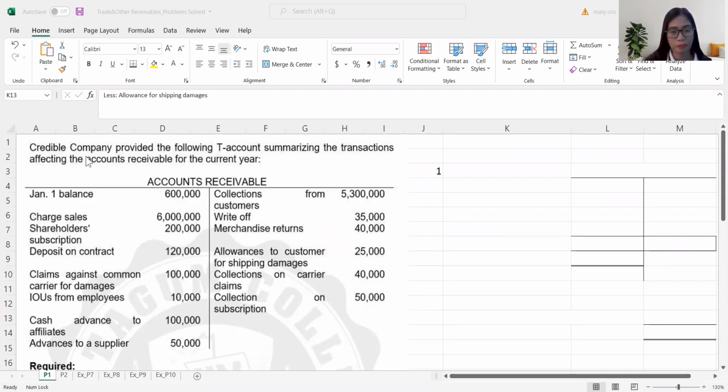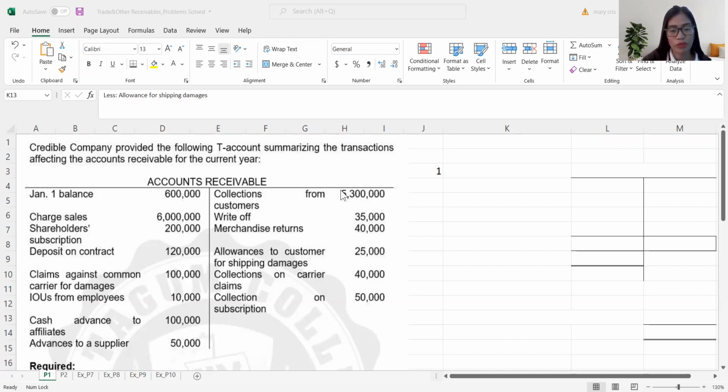So we have here a T account of the accounts receivable of Credible Company. We have here some transactions affecting the accounts receivable. As we can see, the accountant or the bookkeeper of Credible Company erroneously recorded some of the transactions using the accounts receivable account. Supposedly there are transactions here which should be recorded in a separate account title, but the bookkeeper, for some reason, mistakenly recorded it under accounts receivable.